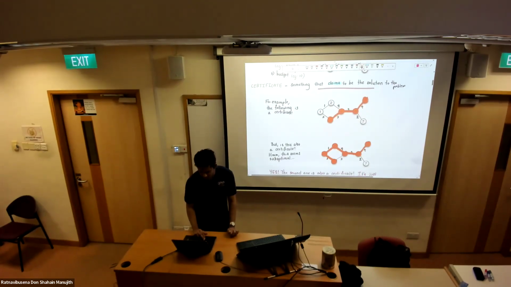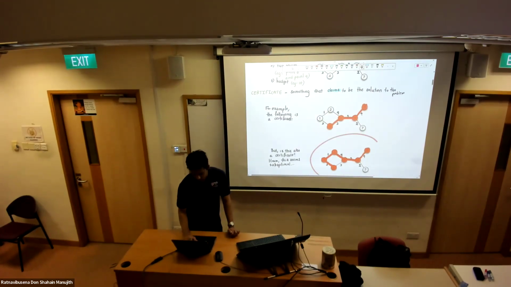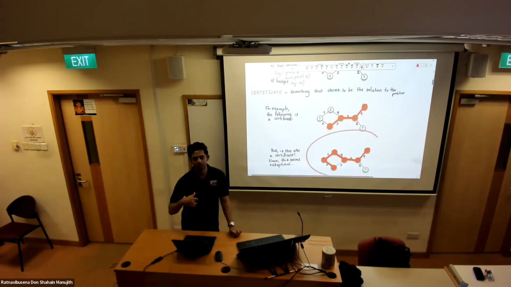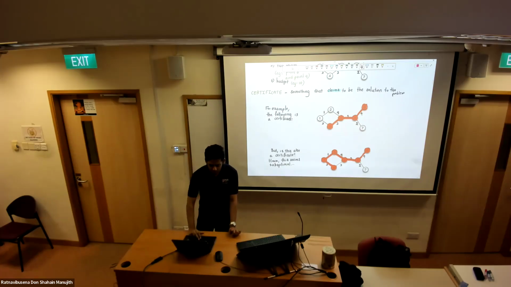But in this case, this fails to prove that the problem is a yes instance because if you add the edge weights along the path, it will exceed 10. Okay, so indeed this is a certificate, yes, but it doesn't prove that the problem is a yes instance. In this case, how about this one? This is also a certificate, yes, and this actually proves that the problem is a yes instance. This is also a certificate, yes, but it does not prove that the problem is a yes instance. Yeah, so you need to understand the distinction.